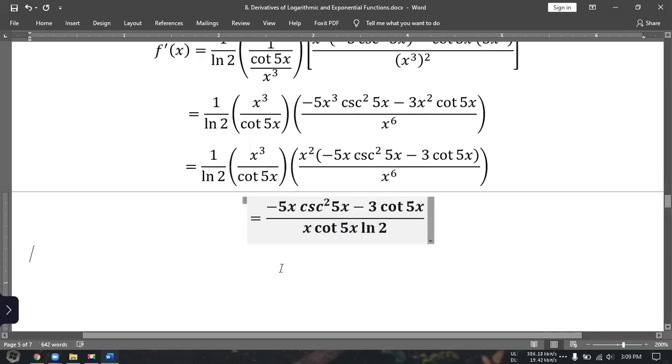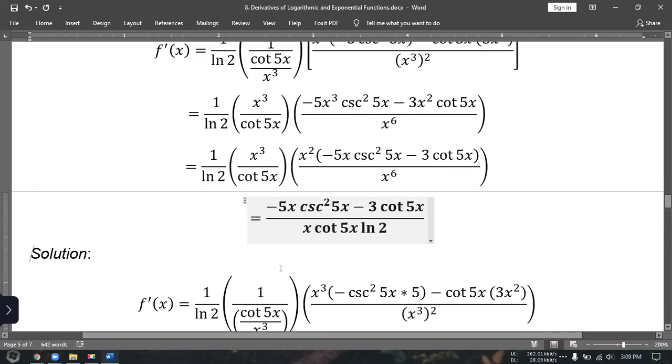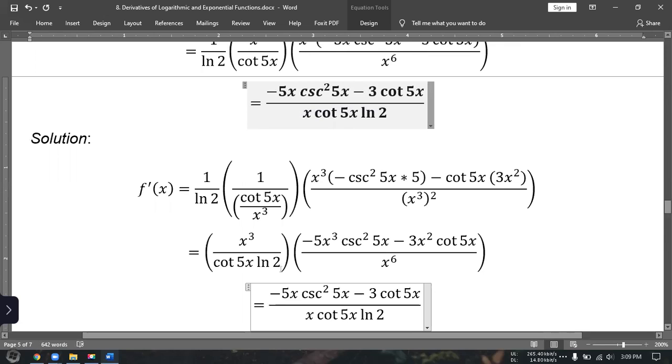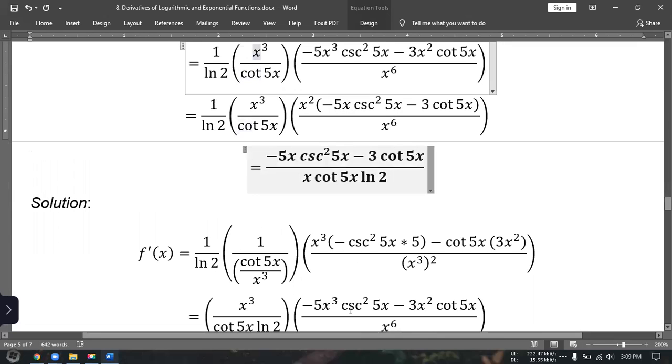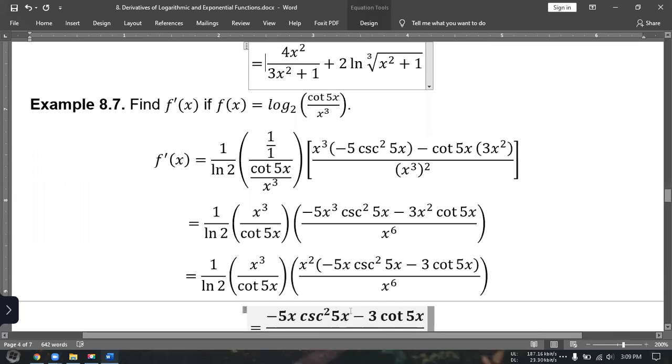Verify natin. Let's compare this to our earlier result, which is the same, no? Negative 5x cosecant square of 5x minus 3 cotangent 5x, over x cotangent 5x natural logarithm of 2. Right, that is with the use of the quotient rule. But again, if you are not comfortable with differentiation using the quotient rule, you may avoid it by applying the properties here.